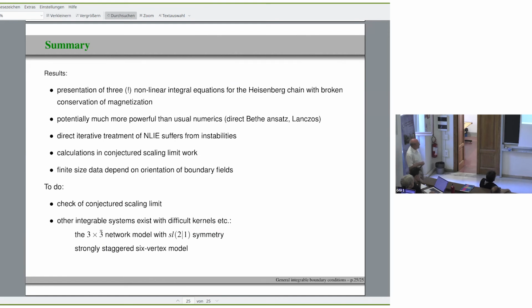And why is this interesting? We have many integrable systems where kernels and driving terms are difficult. There's, for instance, a 3-3 bar network model with SL(2|1) symmetry, where the kernel is at first sight even worse. It contains kernels that do not decay to 0, but increase linearly. And for the strongly staggered 6-vertex model and for the 3-3 bar network model, I think the growth is logarithmic. So understanding how to deal with such situations is certainly worthwhile. And this is our first step.